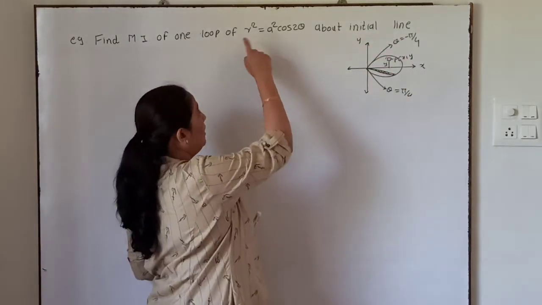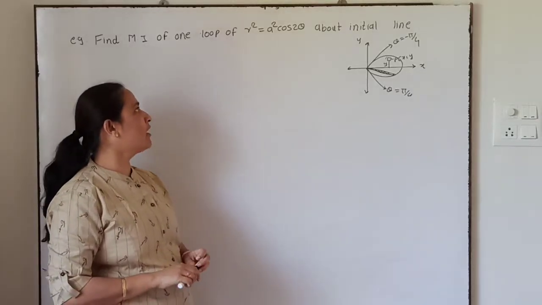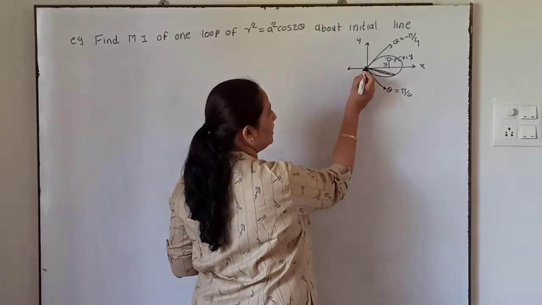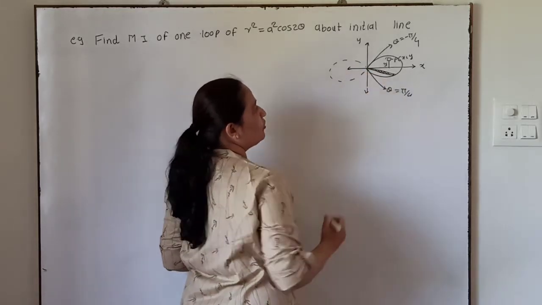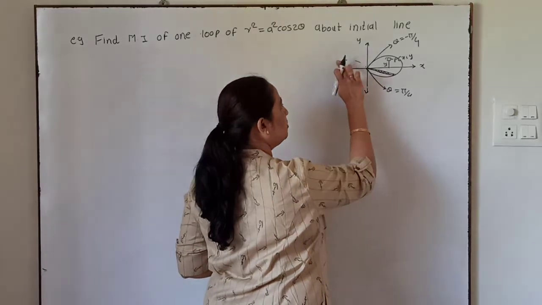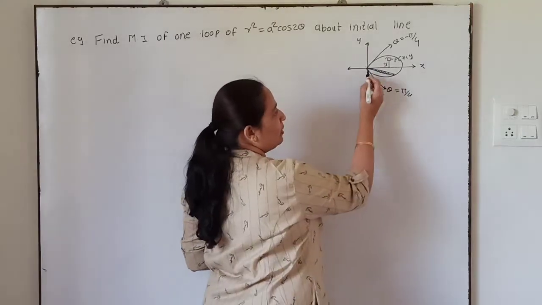We remember the figure for r square is equal to a square cos 2 theta. That is Bernoulli's Lemniscate. This is the figure. We want to find one loop of the lemniscate, therefore we will draw only one loop of the lemniscate. We want it about the initial line.